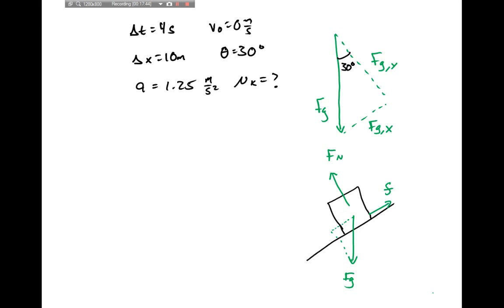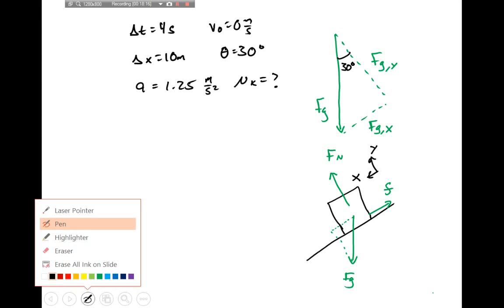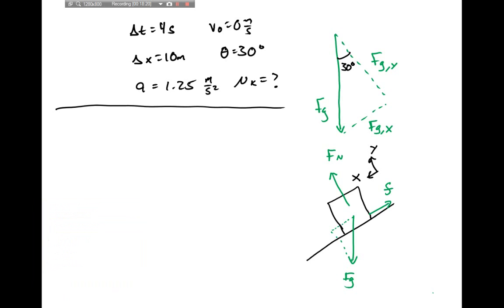And I need to know both of these components because the frictional force depends on the normal force, which depends on the y component of my gravity. Again, treating this coordinate, y is up and away from the ramp, x is sliding down the ramp. So my normal force is equal to the y component of my gravitational force, and I need that to calculate the frictional force. And then the other force that's causing the object to slide down the ramp is this one right here.